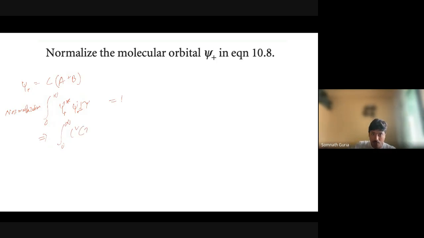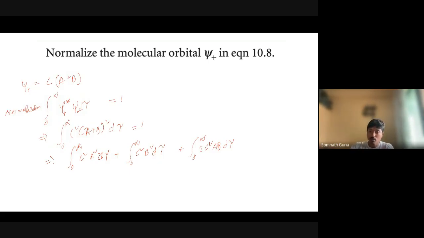We have (a plus b) square d tau, which implies that we have the integral from 0 to infinity of c square a square d tau, plus c square b square d tau, plus the integral from 0 to infinity of 2 c square a b d tau.